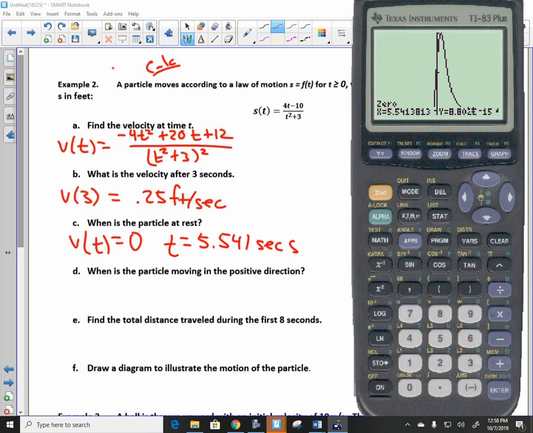So you tell me, is the particle moving in the positive direction or a negative direction right here? Positive. Why? Because what's above the x-axis? What is this a graph of? The velocity. Because the velocity function is above the x-axis, we know that's moving in the positive direction. So from 0 to 5.541, it's moving in the positive direction.